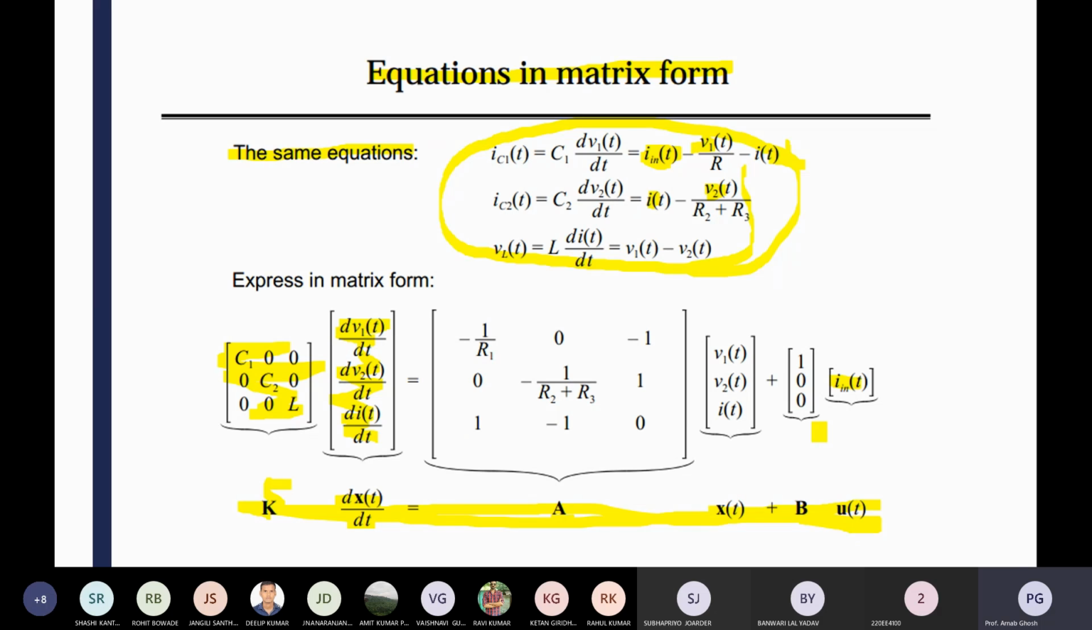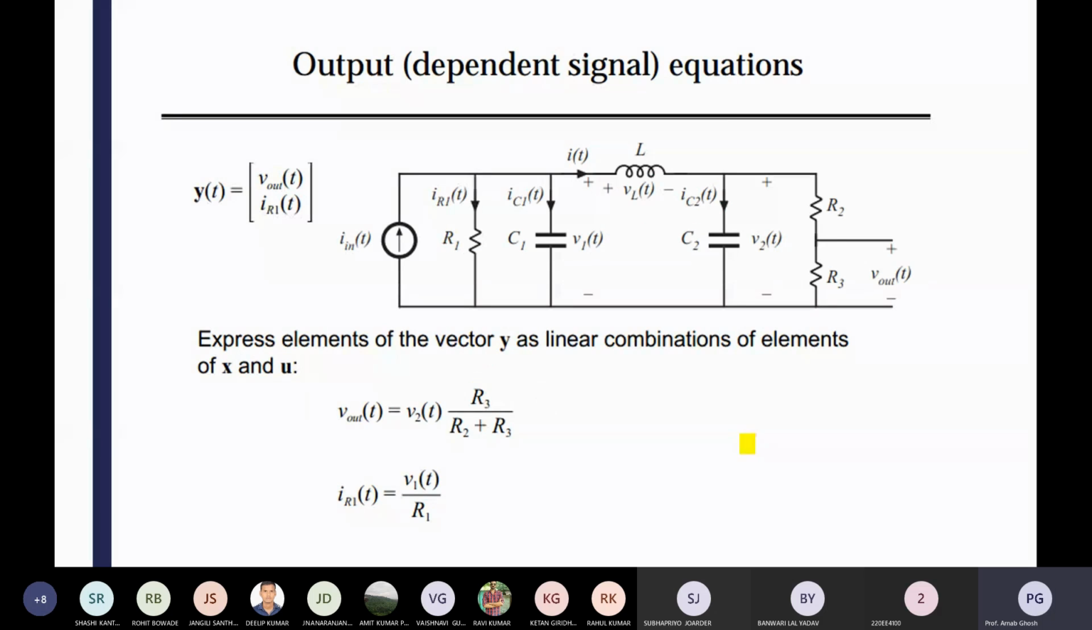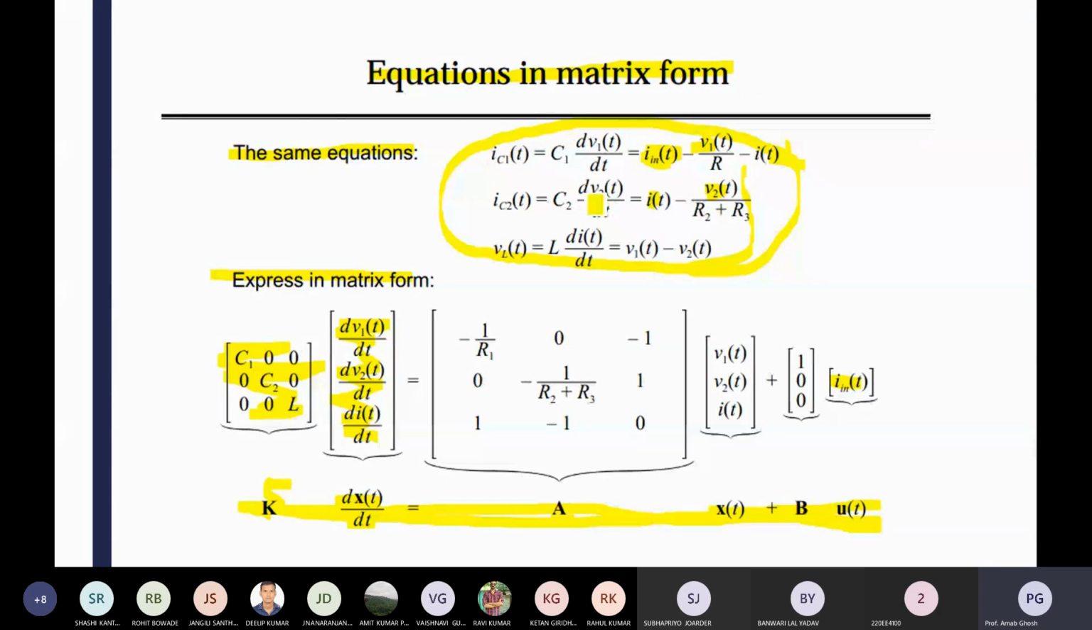So simple one. If you try to simulate it, you can do the simulation in MATLAB, no problem. In matrix form you can get this one. Then the output of that signal, it is your equation from the matrix form.